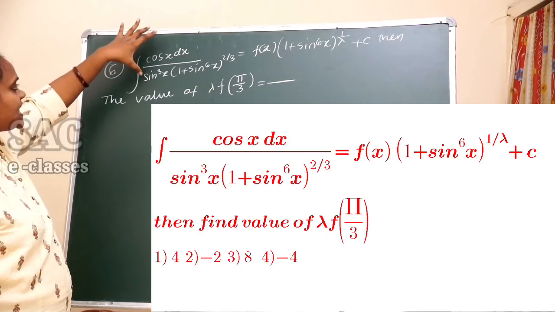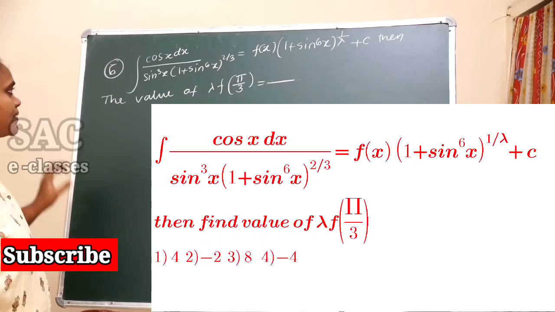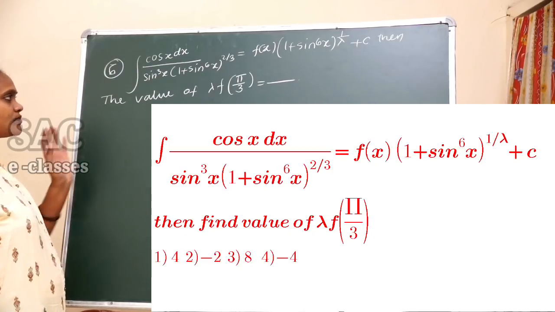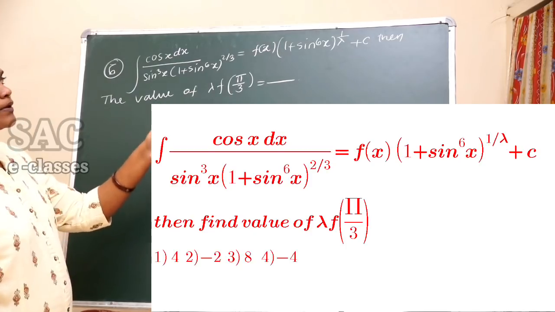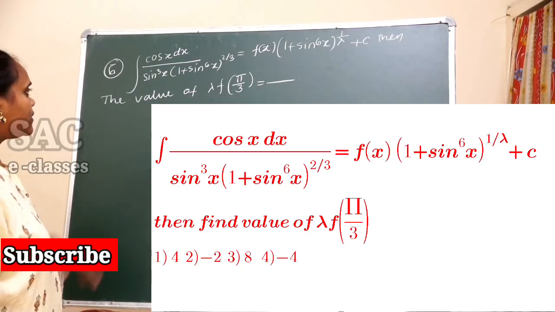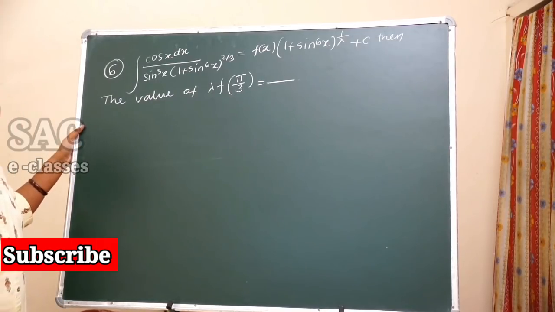Integration of cos x dx by sin cube x into 1 plus sin power 6 x whole power 2 by 3 is equal to some f of x into 1 plus sin power 6 x whole power 1 by lambda plus c. It is asking you to find out f of x and the lambda value also.